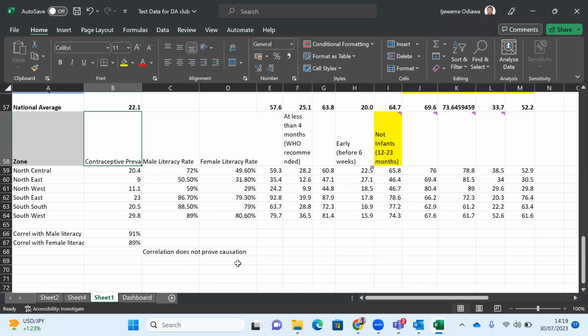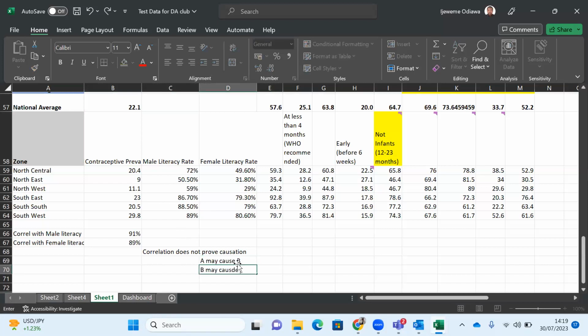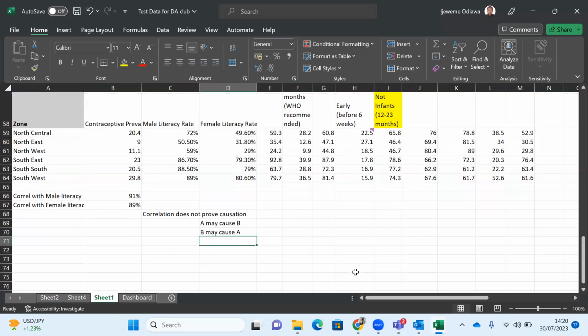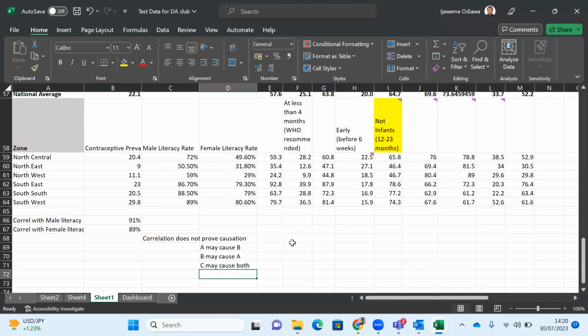This does not necessarily prove this, and this does not necessarily prove this. Actually, there could be a C. So A may cause B, B may cause A, or there might be a C, a different factor that we have not even considered that is causing both of them, making both go in the same direction. That is left to our own understanding and domain knowledge of these topics.